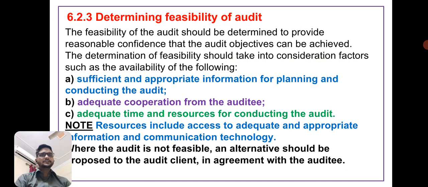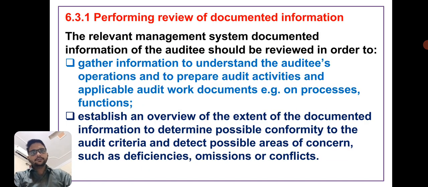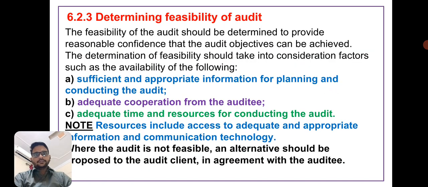Next is determining the feasibility of the audit. What is the feasibility of the audit? How can we do it? The feasibility of the audit should be determined to provide reasonable confidence that the audit objective can be achieved. The determination of feasibility should take into consideration factors such as availability of the following: sufficient and appropriate information for planning and conducting an audit, adequate cooperation from the auditee, and adequate time and resources for conducting the audit.